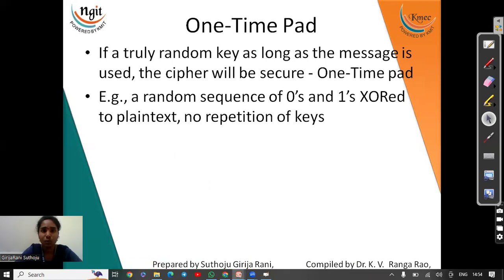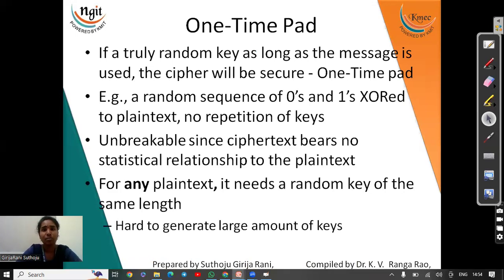So the next one is the one-time pad. This one-time pad is also called the Vernam cipher.